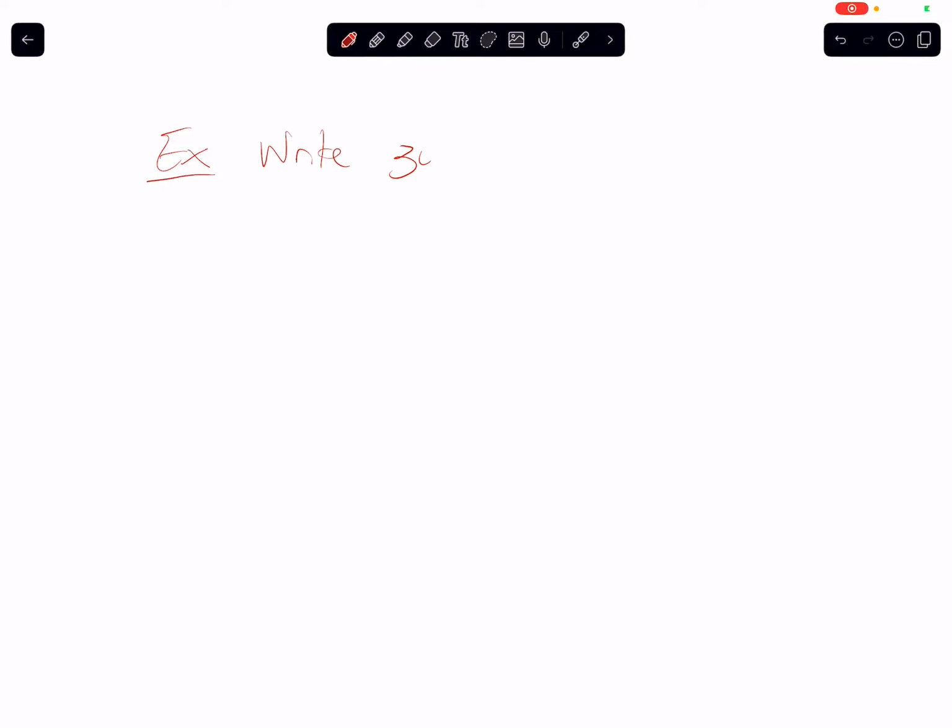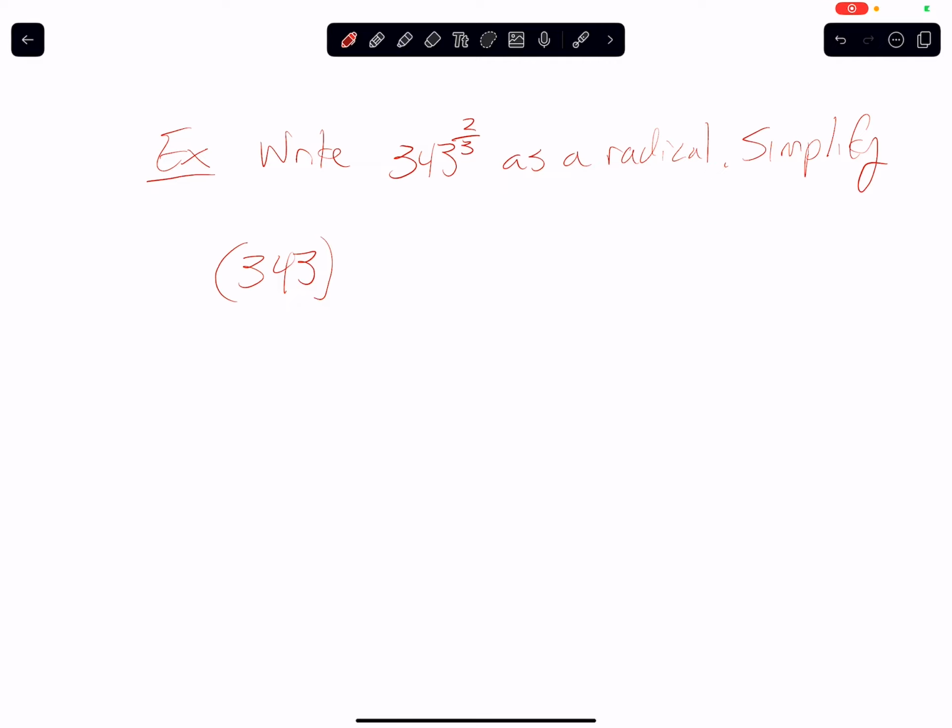Write 343 to the 2/3 power as a radical, and then simplify. So first we know that if we look at the power, we can find the exponent. So we can say 343 raised to the 2 power under a radical. We want to have that in parentheses. Actually, let's rewrite that.